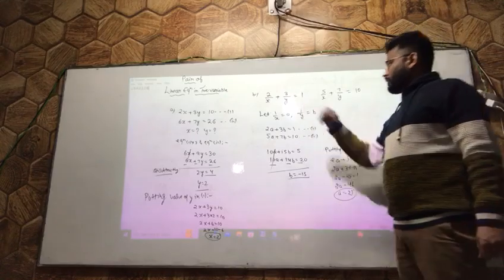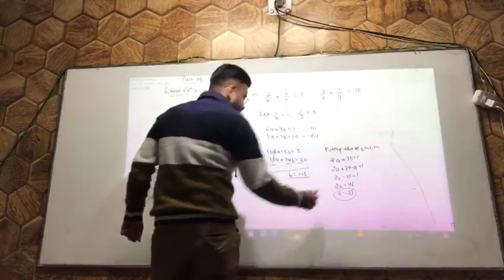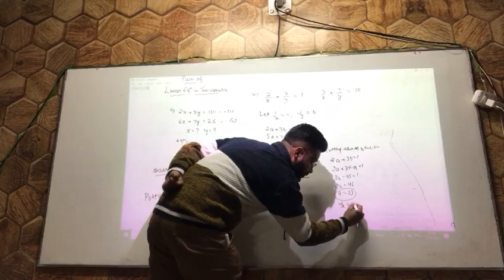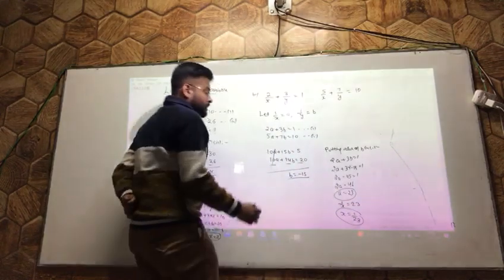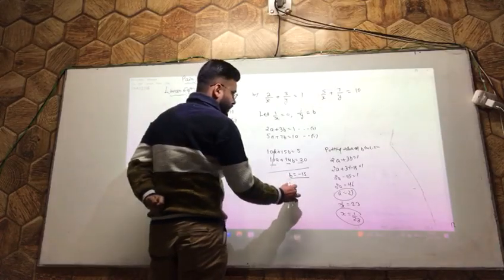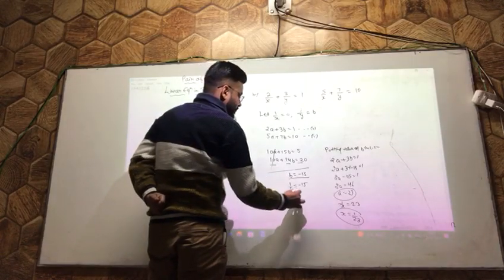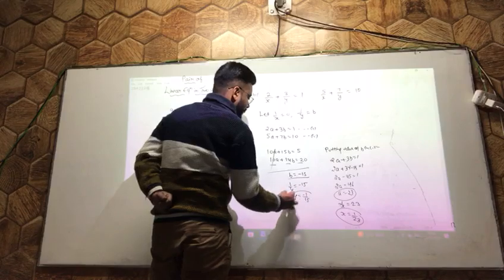What is a? 1 upon x. 1 upon x is equal to 23. So x will be 1 upon 23. What is b? 1 upon y. y will be minus 1 upon 15.